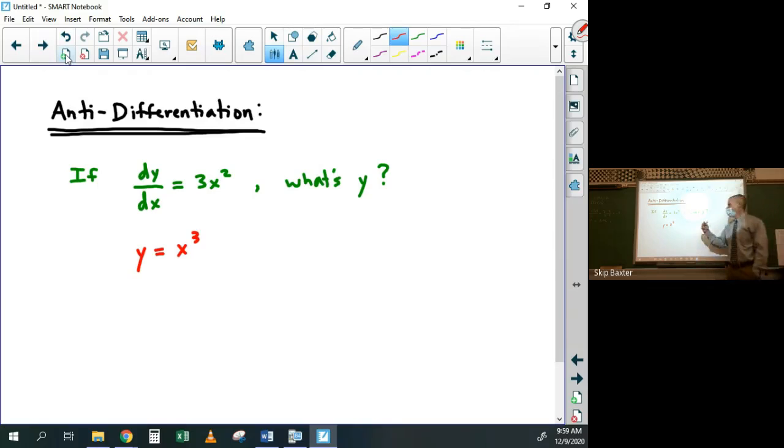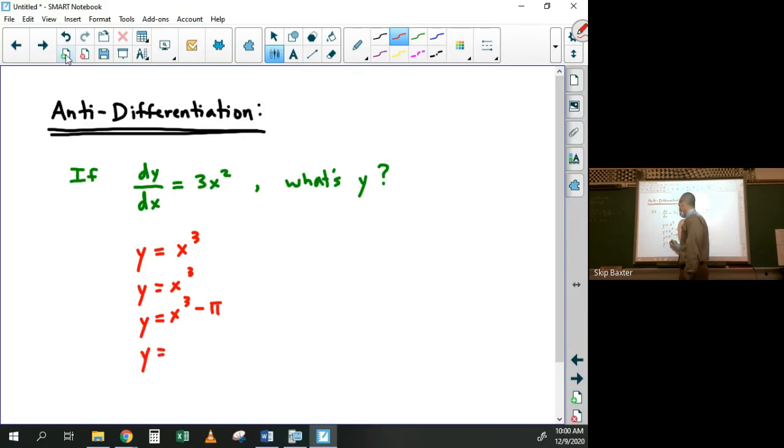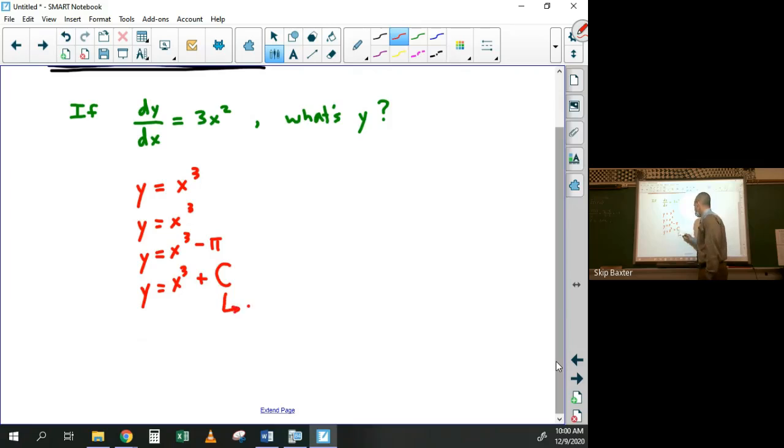X cubed plus 1. Or x cubed minus pi. Or x cubed plus any constant c, right? This could be any constant at all. Because the derivative of a constant is 0. So if you're trying to find a function that has a particular derivative, that function could be lots of different functions. In fact, an infinite number of functions have that derivative, right? But they're all kind of the same family of functions.